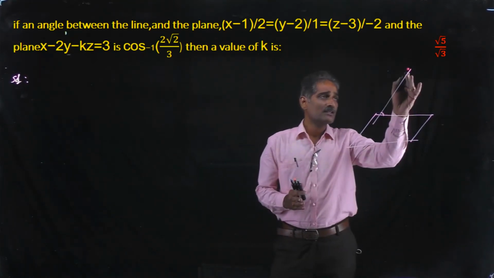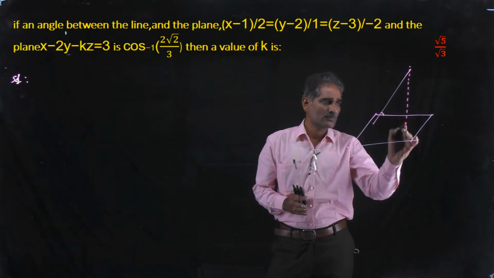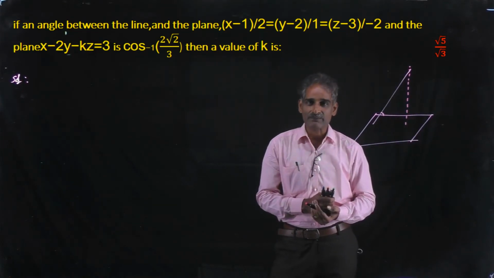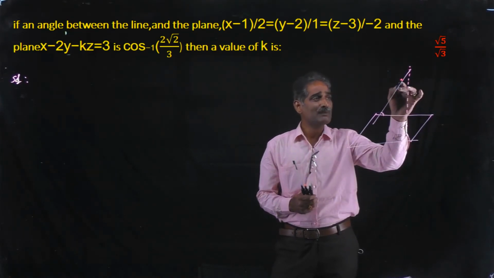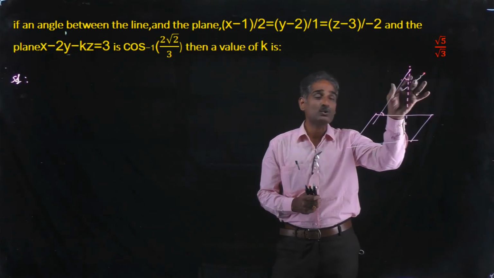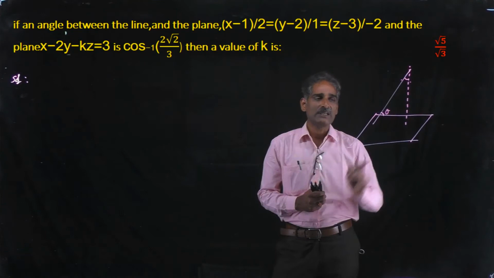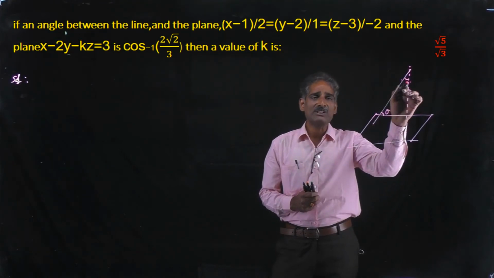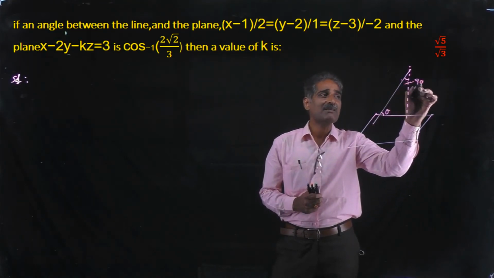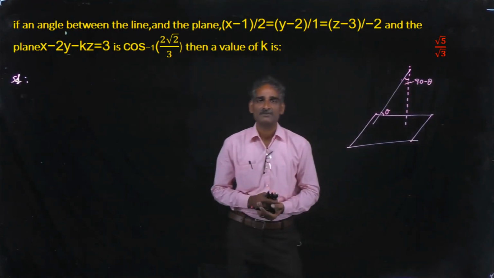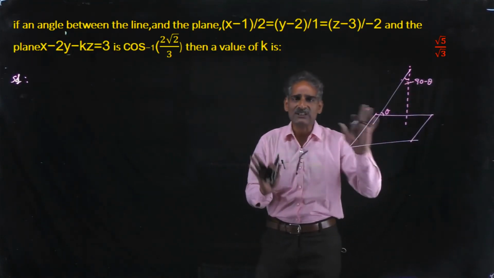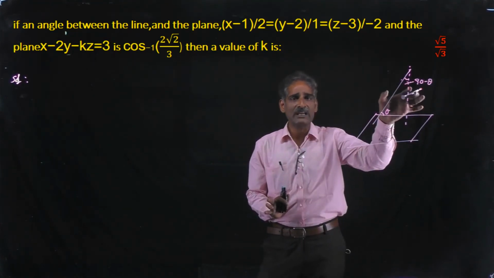So here, suppose this is one of the normals to the plane. We can find out the angle between these two lines. But we have to find out this angle. If it is theta, what about this? 90 minus theta. We have to find out cos theta value. Just we can find out the angle between these two.